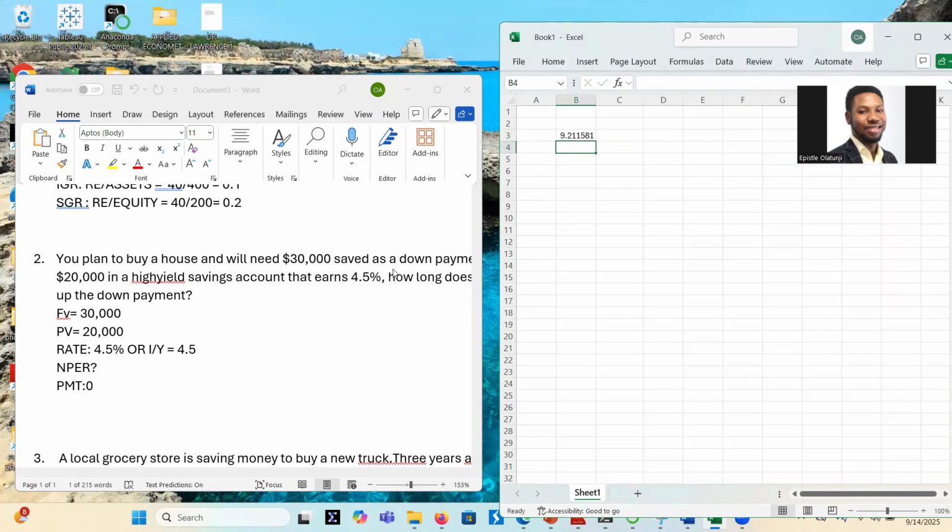Simple as ABC. So it takes 9.2, that's 9 years and maybe 2 months for you to get to $30,000 with the rate of 4.5%. So the answer is 9.21.